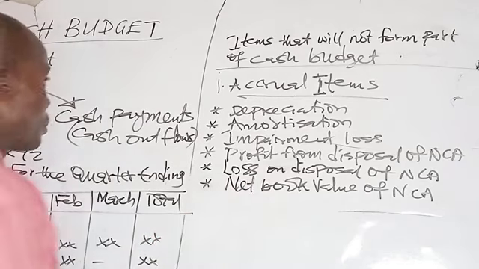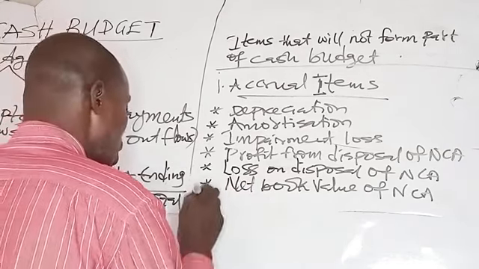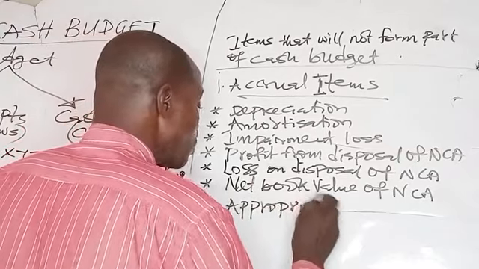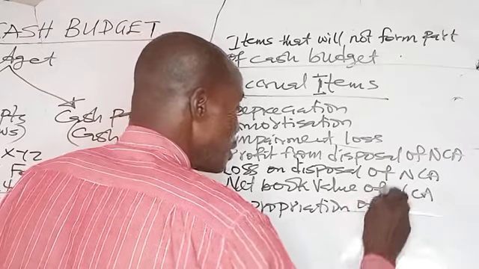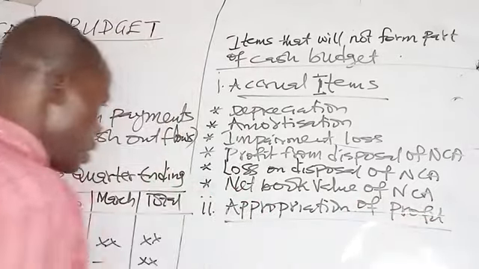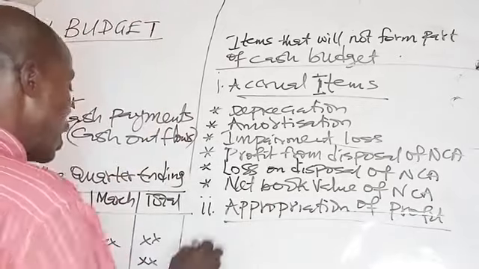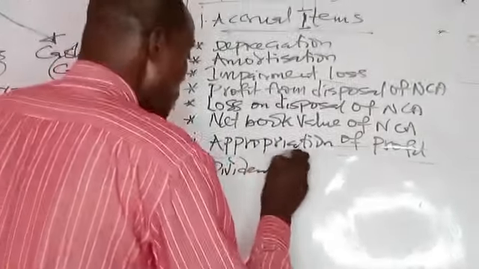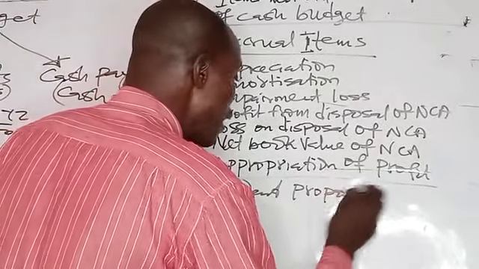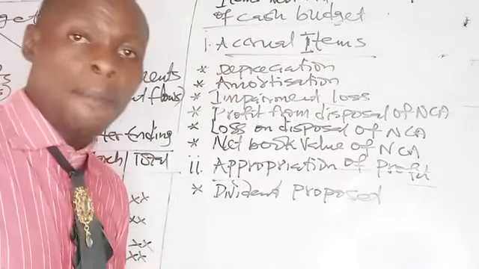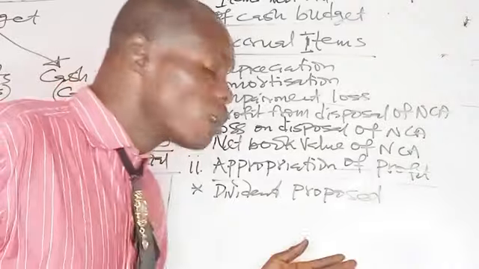Take note of that. Number two, appropriation of profit. By appropriation, we mean distribution of profit, such as dividend proposed. Don't confuse your dividend proposed with dividend paid. Dividend paid involves the flows of cash.